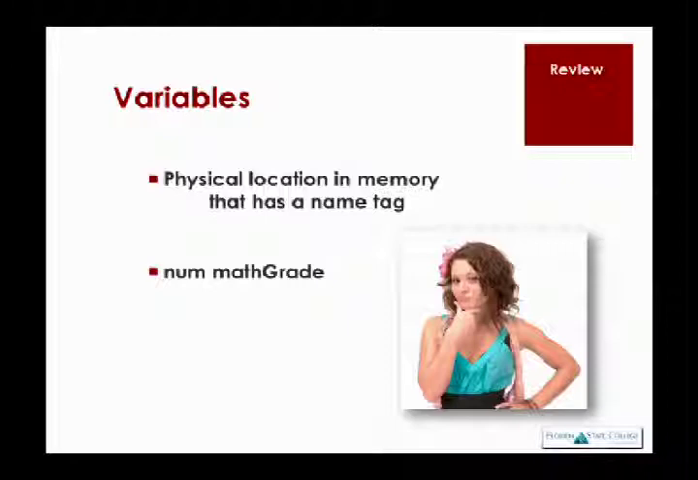So, for example, we're going to have a numbered parking space. A parking space is going to hold a number of some kind called math grade. That's just a variable. It's a location. It's a parking space for whatever we're going to put in math grade. We can also have a string variable, in other words, a bunch of alphanumeric characters, and we can put that in the parking space called last name.